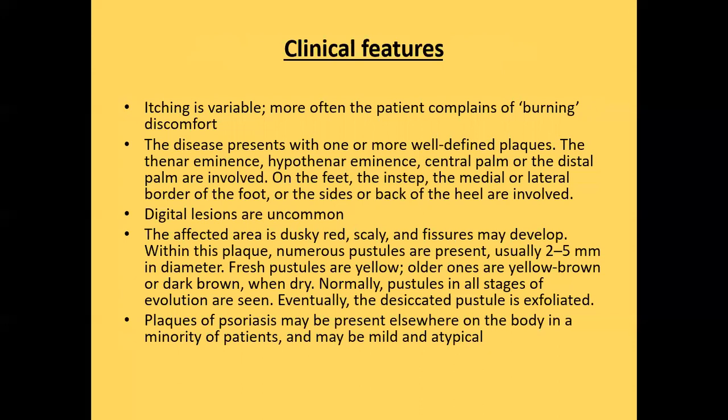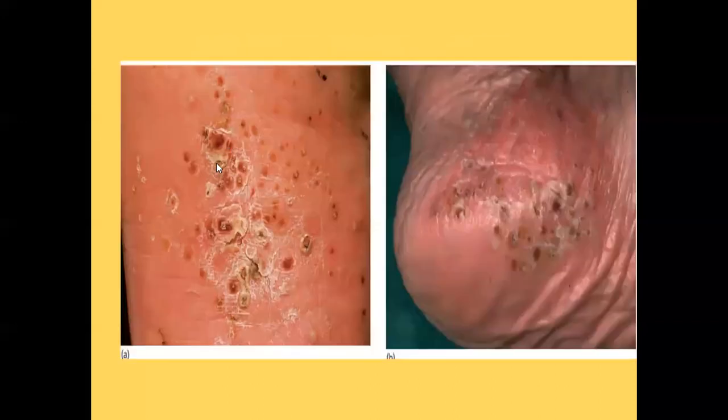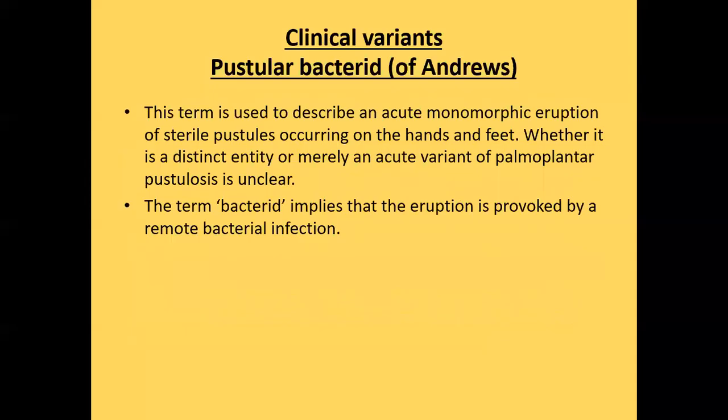Eventually, the pustules desiccate and exfoliate. Plaques of psoriasis may be present elsewhere on the body in a minority of patients, which are mild and atypical. This is the presentation of palmoplantar pustulosis, where you can see palmar skin and the heel, where there are pustules in different stages of evolution and polymorphic appearance.